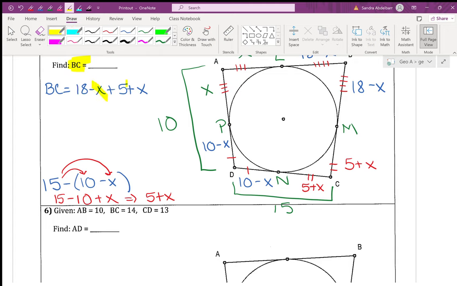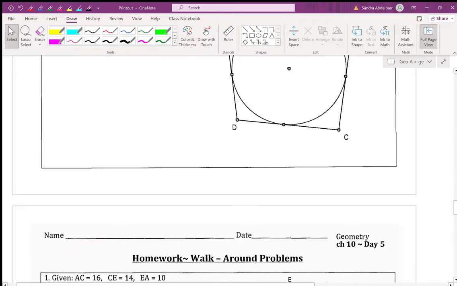And this time the x's should cancel. Negative x plus a positive x cancels. So then we're left with 18 plus 5, which is 23. So BC is 23 units long. That will always happen if you do it correctly for a quadrilateral walk around. When you simplify down the side, the x's will cancel and you'll just be left with a number to represent that side. All right, you all try number 6 on your own, and then we will call it a day.